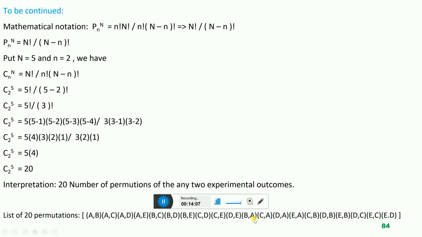So BA is another experimental outcome in the group of items form. Our AC we disorder, we change the order, CA. CA is another experimental outcome. This is AD, we disorder to DA. So DA is another experimental outcome. This is AE, we disorder to EA. So this is another experimental outcome. And now when you count all of them, these are the 20 permutations for choosing two items, two group of items.